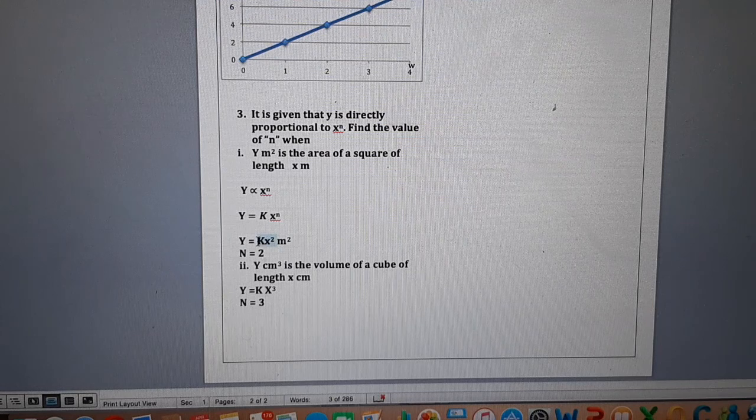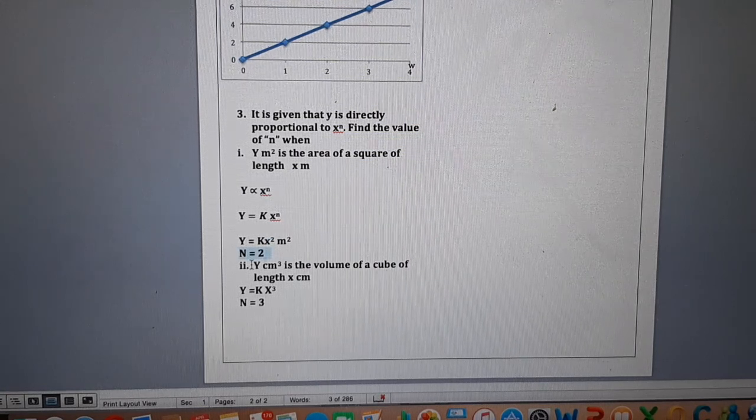Now here k is a constant, that may be 1. Now y is equal to k x square. From here, the value of n, which was in the power, in the index, that was the power of x. Now here the power of x is 2, so n will be equal to 2.